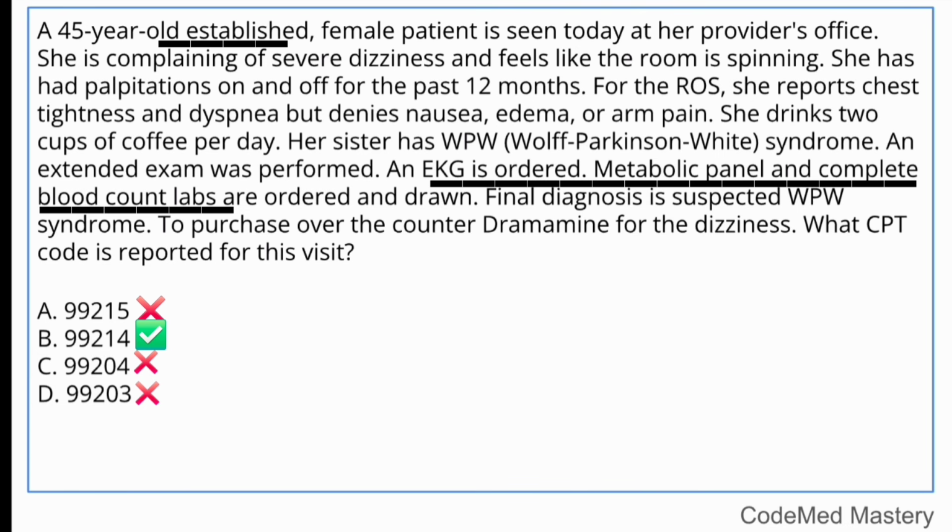We did not choose option A because option A, 99215, is for high complexity MDM. In this scenario, they have given suspected Wolff-Parkinson-White syndrome. It is serious, but in this scenario, it is not yet confirmed or actively life-threatening. Therefore, we cannot code 99215. 99215, that is high complexity MDM, can only be coded if there is major surgery or a life-threatening condition. Therefore, the right answer is option B.